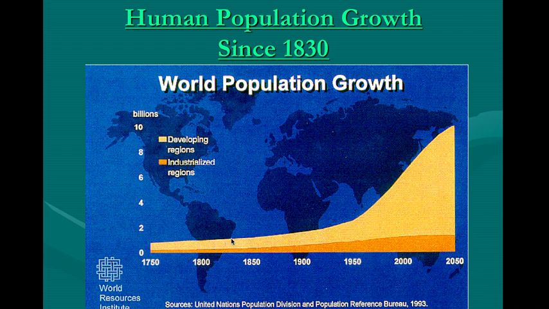If you trace it back, it starts around the middle of the 1800s, and then by 1950 we see a sharp incline. This line down here shows industrialized regions. You can see that over time they have grown, but at a much slower pace.